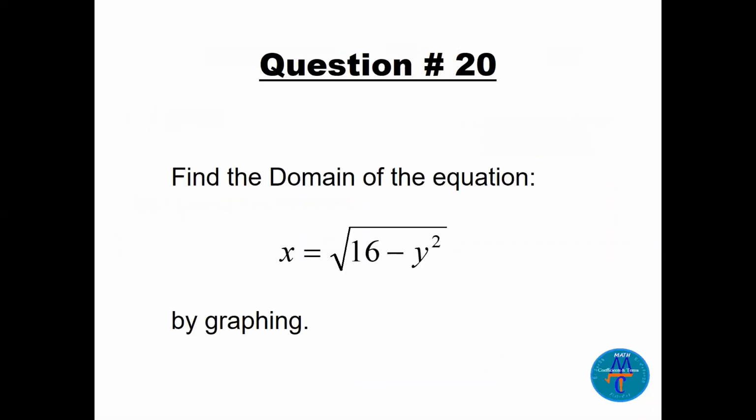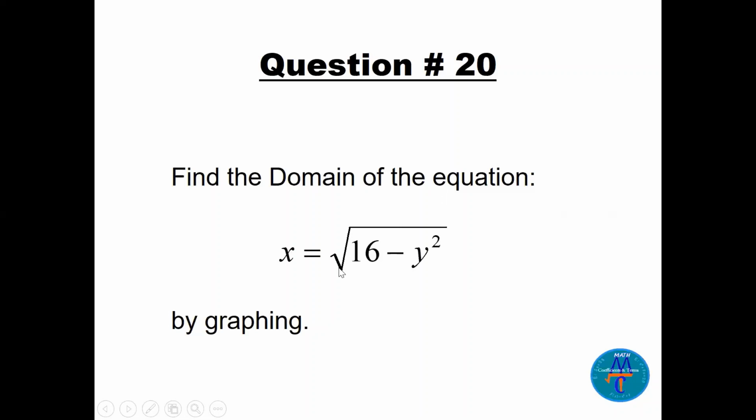Find the domain of the equation by graphing. Now you can find the domain later, maybe after 5, 6 lectures in algebra, easily this one. But let's graph this. See, x is equal to a square root here, so it should be positive, but we cannot say all the positive numbers, because there are conditions on the y also. You need to graph this, actually.